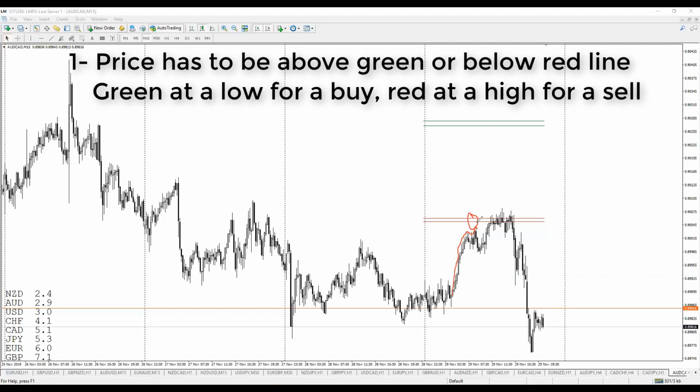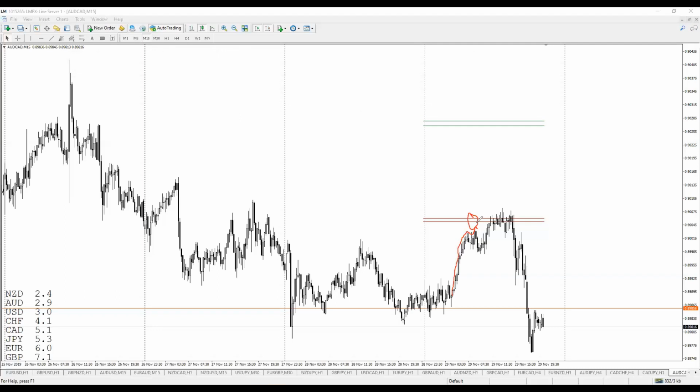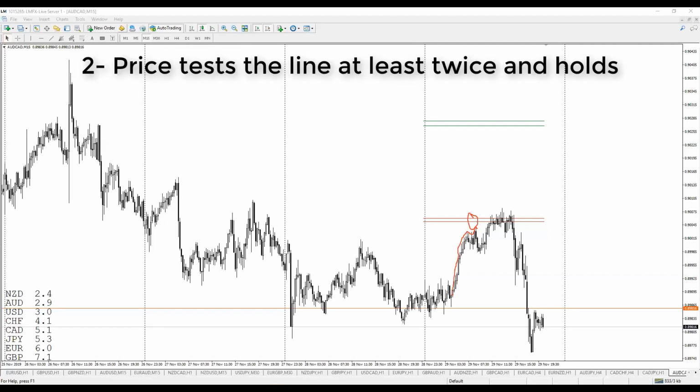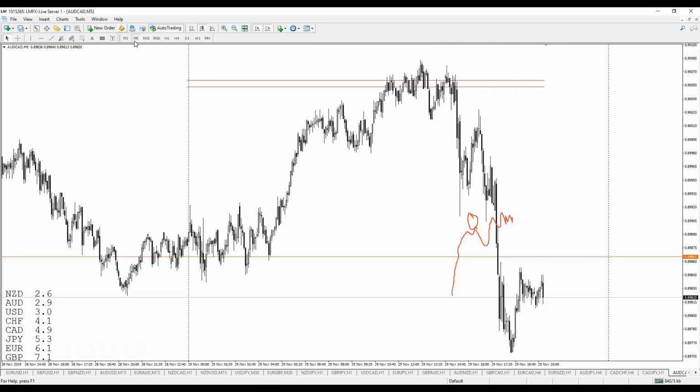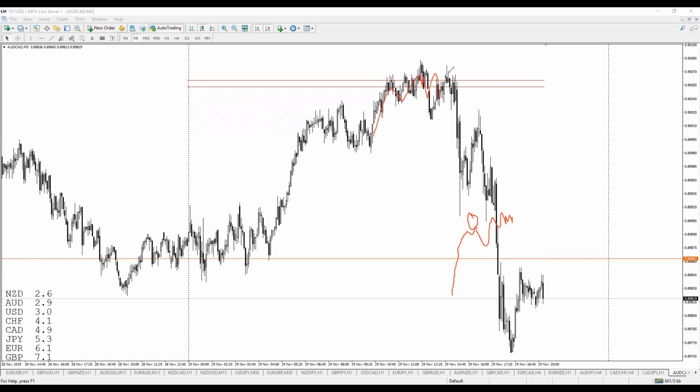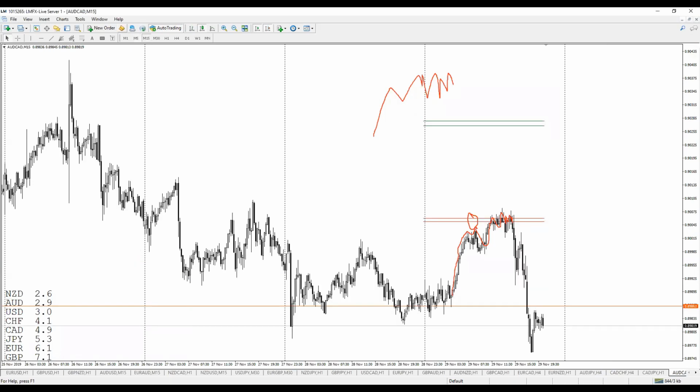Next, price tests the line at least twice. Price testing can happen on the 15-minute chart. As you can see here, price comes up, tests, fails, tests, fails, tests, fails, tests, fails, and then finally drops. You can go to the 5-minute chart and find that. Price comes up, test, fail, test, fail, test, fail, test, fail, and then drops. It's up to you. I like the 5-minute. I think I see more, but you can see just as much in the 15.